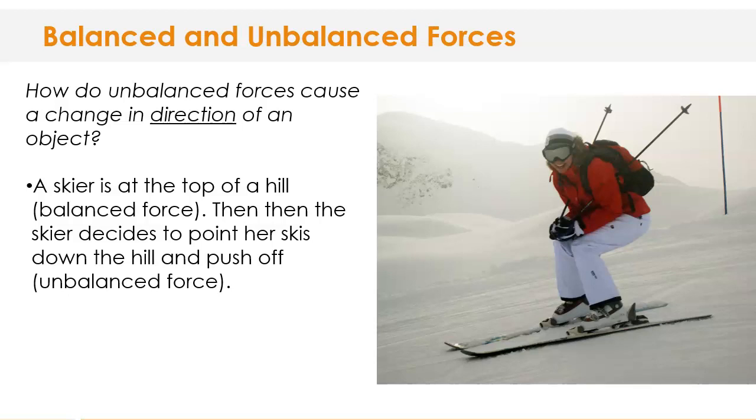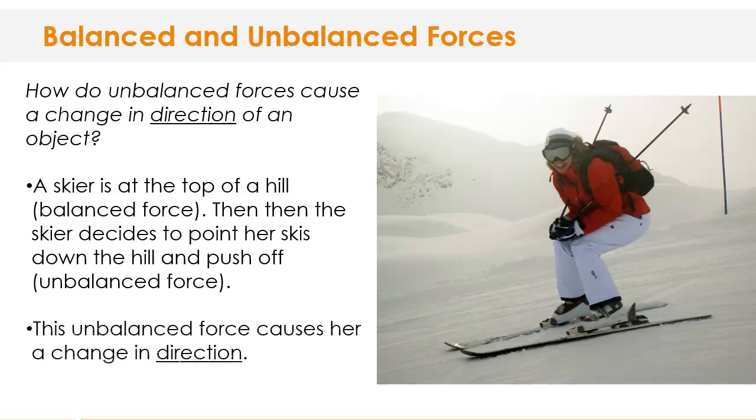There's not another force acting in the opposite direction that happens to also be equal in size or equal in strength. And so now you have a skier starting to go downhill. So the unbalanced force causes the skier to change her direction.